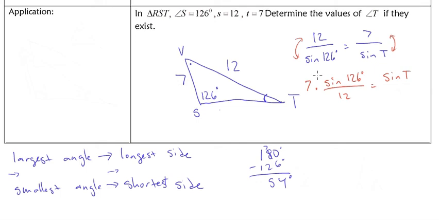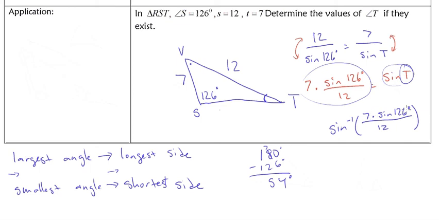All right, so let's go ahead and work that out. Let's figure out what we want in our calculator. We want the inverse sine. So we're going to take the inverse sine of 7 times the sine of 126 degrees over 12, because we want to get to angle T. So sine of 126 times 7, and that all divided by 12. Let's go ahead and put that into our calculator.